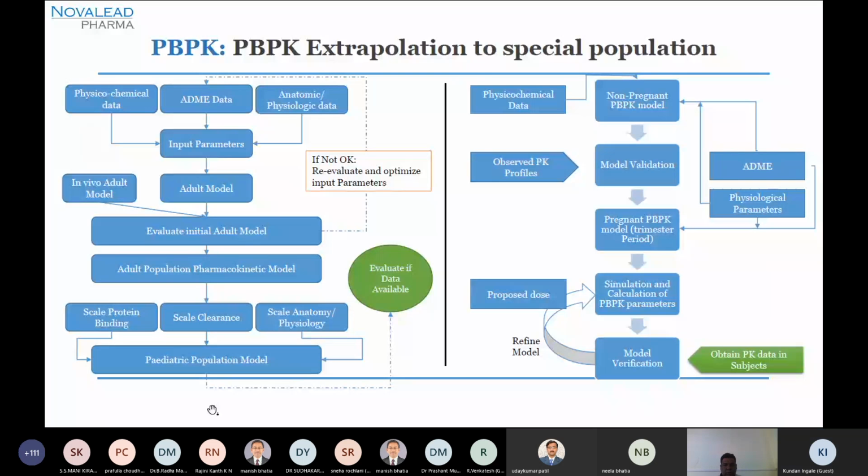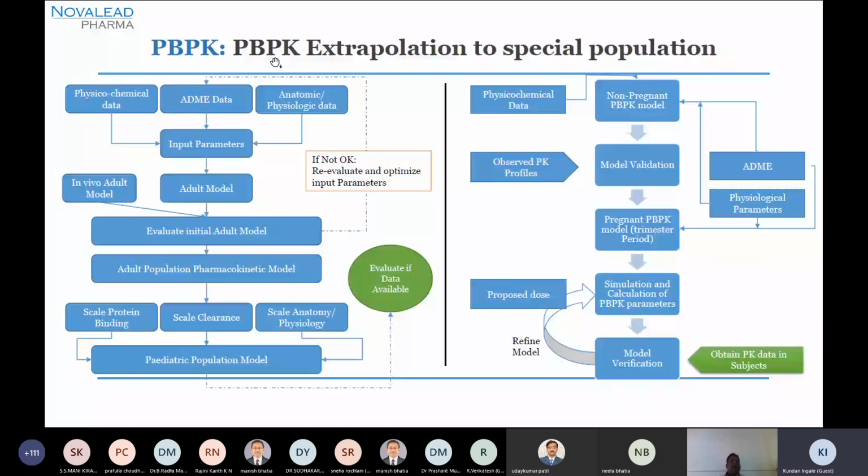Now once you have modeled, you can go and evaluate it, if at all you have any pediatric data available for the prediction. Now similarly, it can also be applied to a pregnant model. So as I said, the typical workflow would be similar.